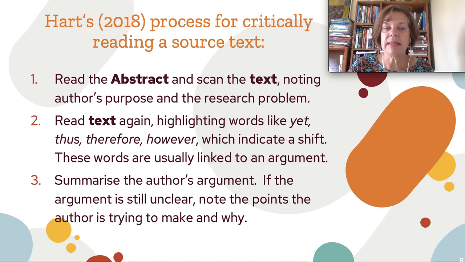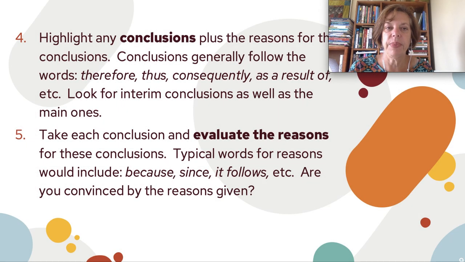Then you might read the text again and you're highlighting words like yet, thus, therefore, however, which indicates a shift, and they're usually linked to an argument. Now, of course, this won't be the case in every paper you read. It's just a technique and a tip to help you try to find the author's argument. What you want to try and do is summarize the argument, and if the argument is still unclear, then just note points the author's saying and try and explain why the author is saying that.